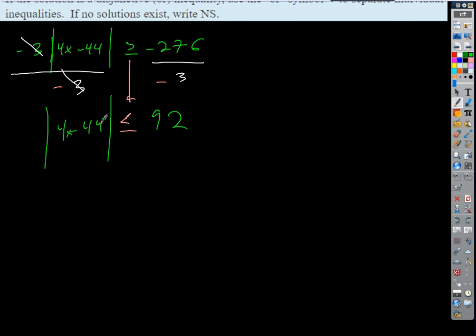But which one? It's easy to think about. Ignore what's in there, right? Whatever's in there has to have number values that are going to be less than 92 after I take the absolute value. Think about the kinds of numbers that would work. Would positive 1,000,000 work?